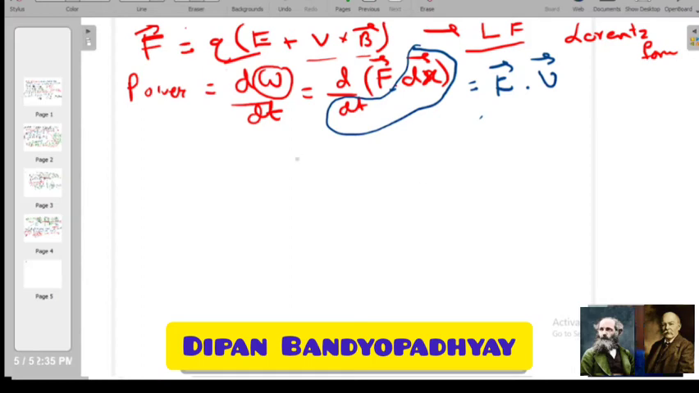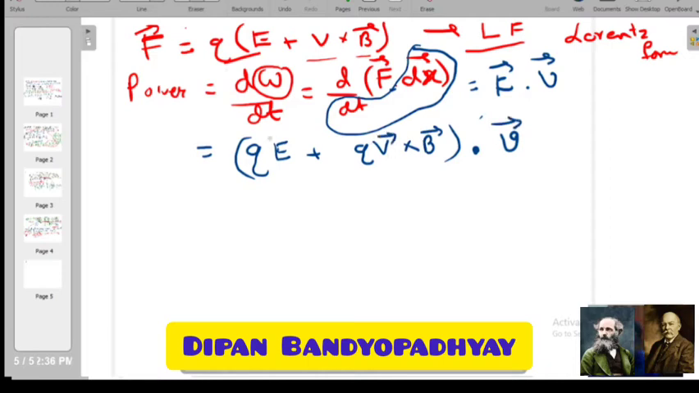Now this force we can replace by the Lorentz force. So QE plus QvB, this should be dot product with the velocity. What I am doing from here is basically trying to show you what this sigma E square term we have derived is representing. This is the idea I am trying to give you.